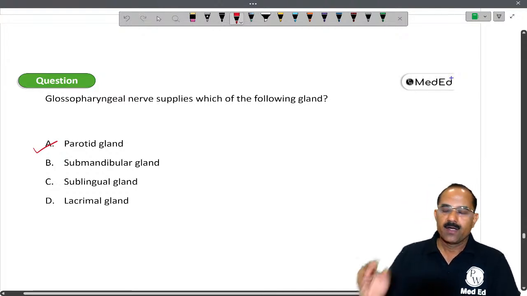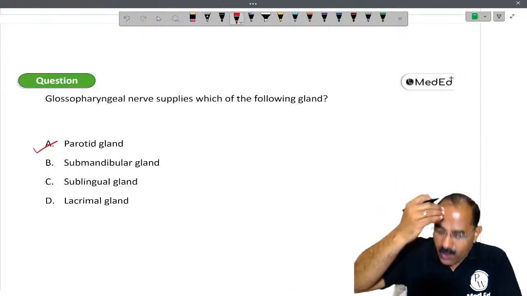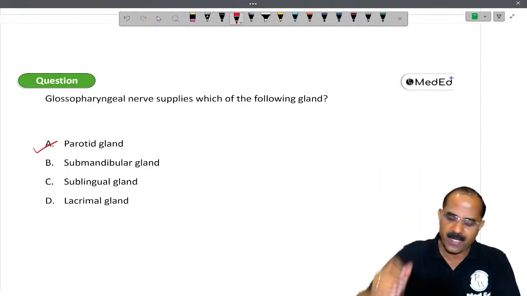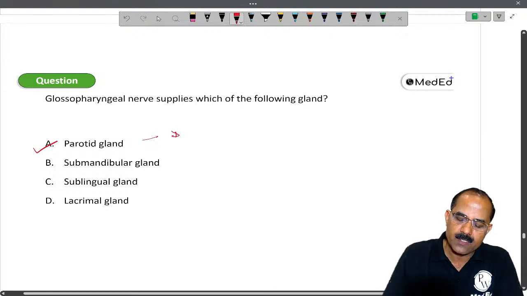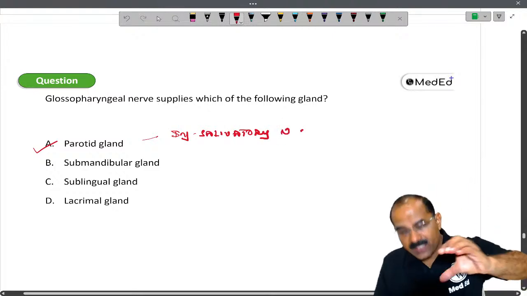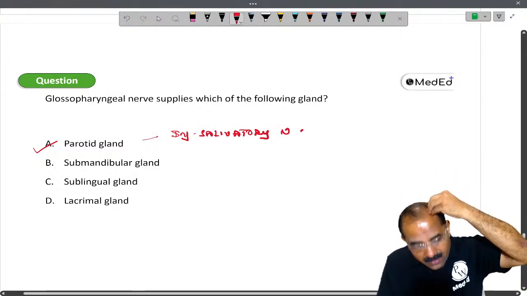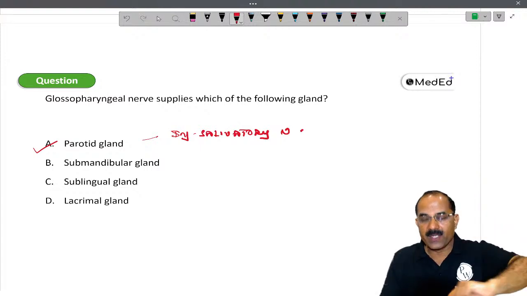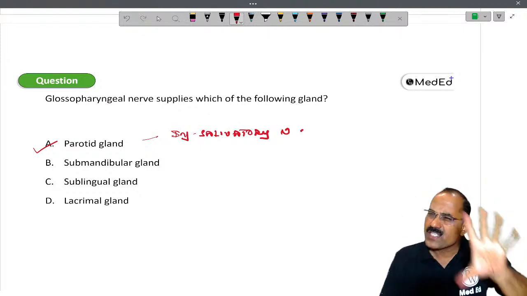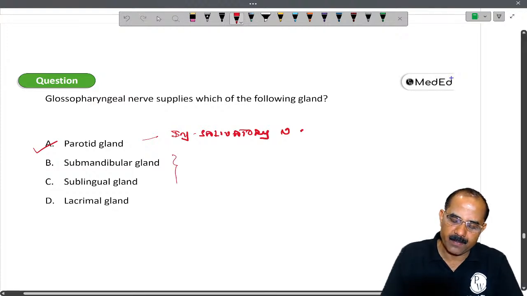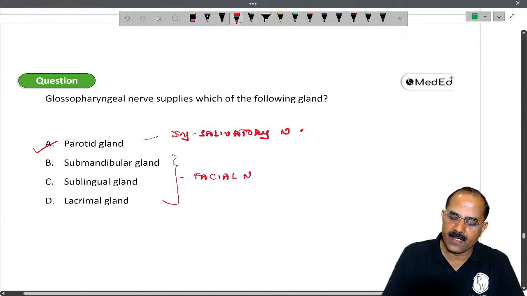You know the name of the nucleus of the glossopharyngeal nerve जो parotid को supply करता है? What is the name of the nucleus of glossopharyngeal nerve? The name of the nucleus is inferior salivatory nucleus. जो inferior salivatory nucleus है ना brain के अंदर, this inferior salivatory nucleus of the glossopharyngeal nerve is going to supply the parotid gland. Rest all the glands in the head and neck are supplied by whom? Facial nerve. All the glands in the head and neck are supplied by facial nerve.